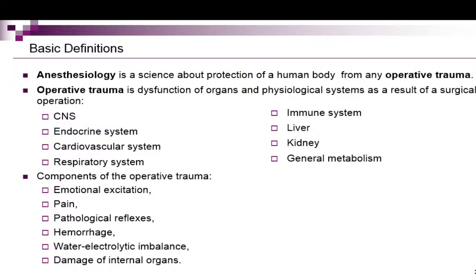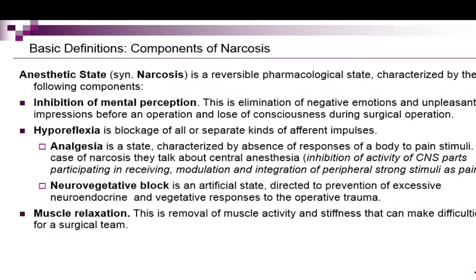Hemorrhage is a loss of blood due to incision and damage of blood vessels. Water electrolytic imbalance as a result of redistribution of water among liquid sectors of body, and damage of internal organs. I mean dysfunction of internal organs due to mechanical injury of their structure.